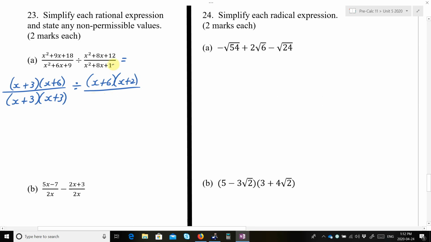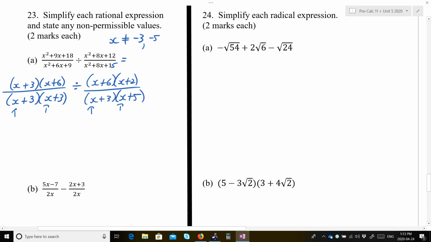And there's something wrong here. That's supposed to be a 15. Plus 3 times x plus 5. Okay, so the non-permissible values, of course, are anything on the bottom of a fraction that makes it 0. So x plus 3, x plus 3, x plus 3, negative 3 is a problem for all of those. And then we've got x plus 5, negative 5 is a problem.